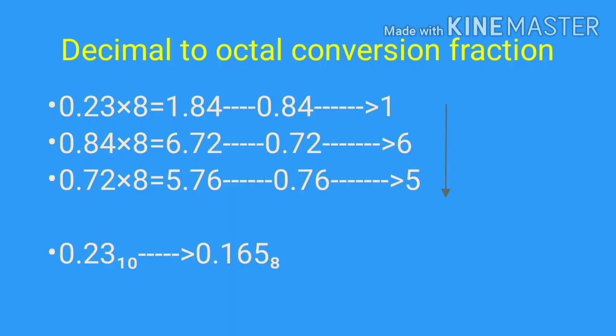Decimal fraction to octal conversion. 0.23 is multiplied by 8, we get 1.84. Here the numerical value 1 is taken on the right side. Then the fraction value 0.84 is multiplied by 8, we get 6.72. Then once again the numerical value 6 is taken on the right side. Then the decimal value 0.72 is multiplied by 8, we get 5.76. The numerical value 5 is taken on the right side. Now the numerical values are taken from top to bottom, we get 0.165 to the base 8.